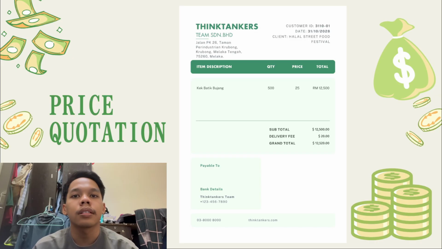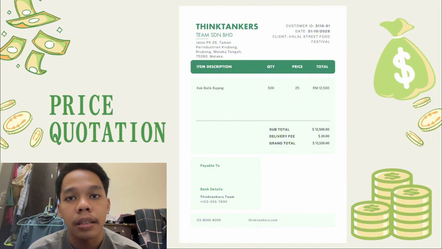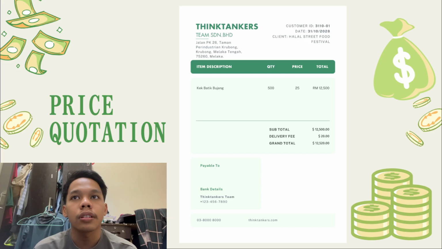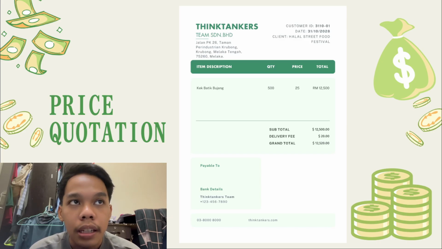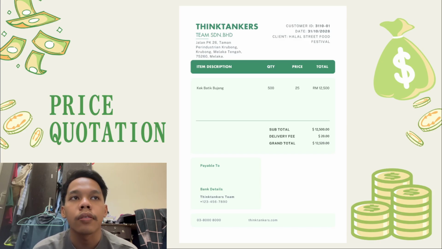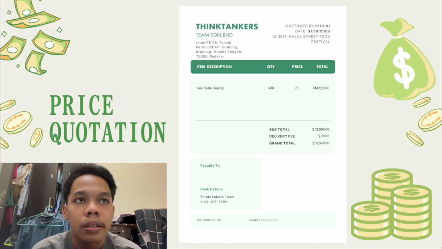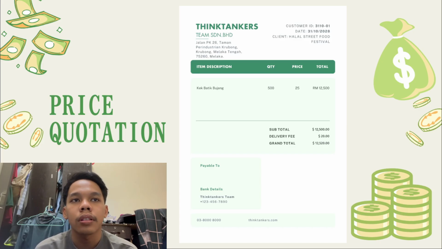So let's move on to my next slide, which is the last slide of our presentation, which is the price quotation. Our company, Think Tanker Steam Sdn Bhd, produces the cake batik, and the specific name for our product is the cake batik bujang. The quantity we are going to produce is 500, and the price of it is 25 ringgit, and if we times it, we will get the amount of 12,500 ringgit. The subtotal is of course 12,500 ringgit, but we need to add a delivery fee, which is 20 ringgit, and so the grand total is 10,520 ringgit. So that's our price quotation for our company, Think Tanker Steam Sdn Bhd, that sells cake batik, and the name of cake batik itself is cake batik bujang.